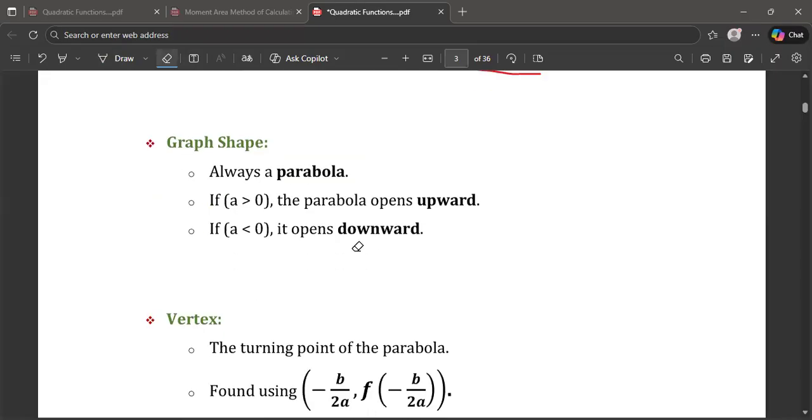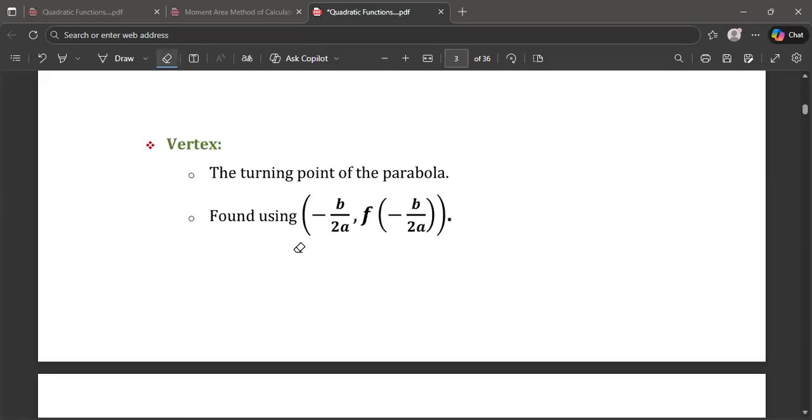So if a is greater than 0, then the parabola opens upwards. And if a is less than 0, then it opens downwards. Let's look at the vertex. The vertex is the turning point of a parabola, and it is found using this formula. Listen to it one more time.